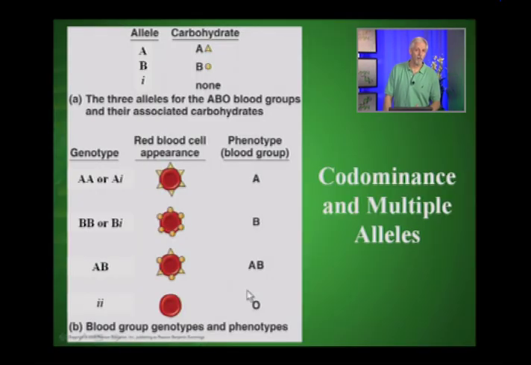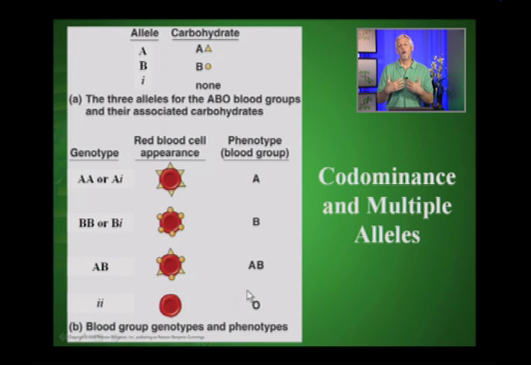Now, let's look at a slightly more complex example. Every gene that we've talked about to this point, we've only had two alleles, either a dominant allele or a single recessive allele. And we've only looked at one allele being a dominant allele to a single recessive allele.